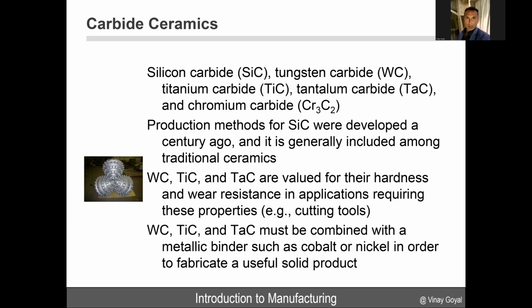Now looking at carbide ceramics, you have silicon carbide, tungsten carbide, titanium carbide, tantalum carbide, and chromium carbide. The production methods for silicon carbide were developed a century ago, and so these methods are generally included among traditional ceramics. Now, tungsten carbide, titanium carbide, and tantalum carbide are valued because of their hardness and wear resistance in many applications. That's why you see them a lot in cutting tools. These three must be combined with a metallic binder, such as cobalt or nickel, to come up with a useful product. Otherwise, it will be challenging.